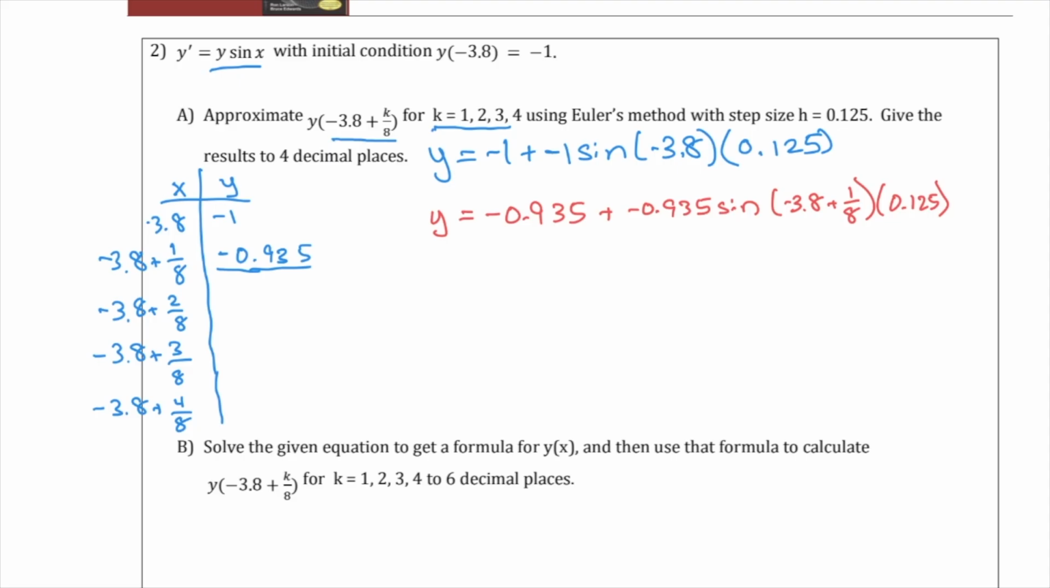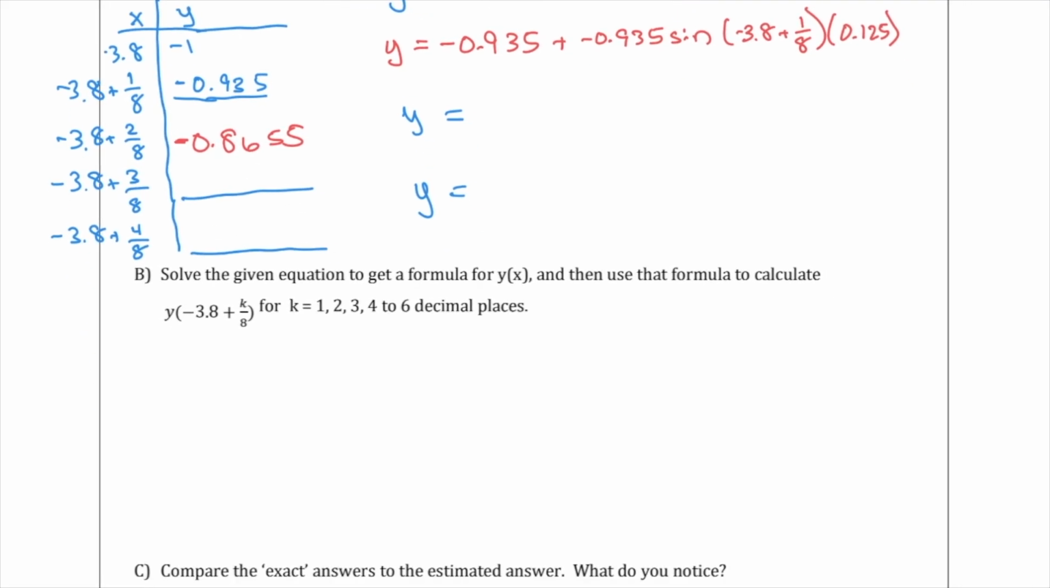Simplify that just a little bit, we come up with negative 0.8655. All right, so now you're going to have to do it again. So write down what your y value equals and fill it in for the next. Then do it one more time. Write down what your y value will equal and fill it in. That's what we were looking for, all of these y values.